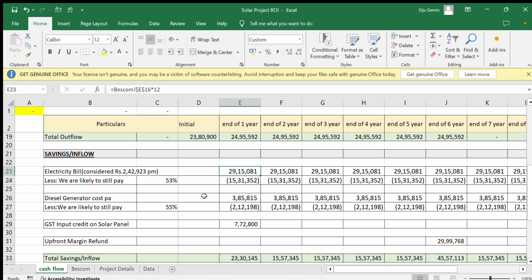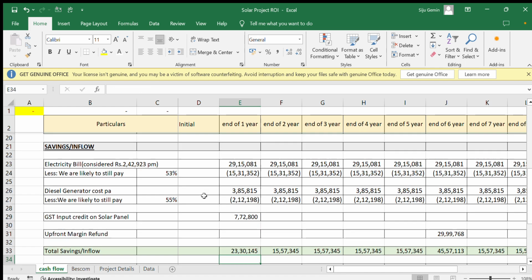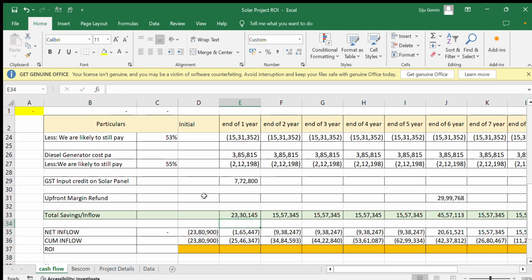So when it comes to electricity bill, initially the bill was 29 lakhs. Now it will be 15 lakhs. Initially the DG cost was 3.85 lakhs. Now it will be 2.12 lakhs. GST input on solar panel we will get 7.72 lakhs, but we are not considering GST input on civil, as we are assuming that we are not eligible for the input credit. So total inflow will be 23 lakhs. Again, there will be a net negative inflow of 1.65 lakhs at the end of the first year. Including the carry forward, cumulative is minus 25 lakh negative inflow.